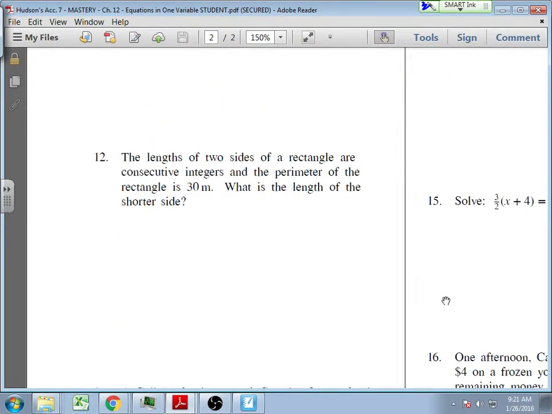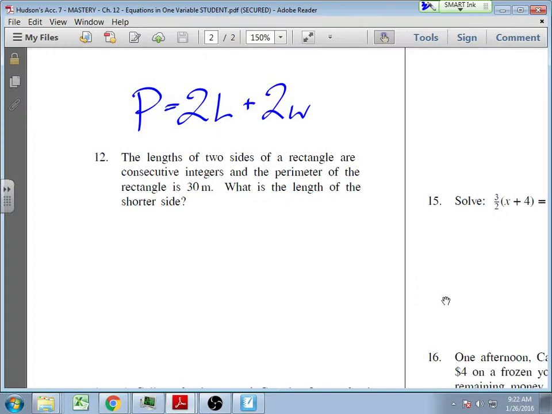Consecutive integers. Guys, this should be easier than what some of you made it. If I know that they're going to be consecutive integers, and I know that the perimeter is going to have 2 times the length, and some of you actually forgot this, and 2 times the width. A couple of you tried to use just length plus width, and actually I think one of you did area accidentally.